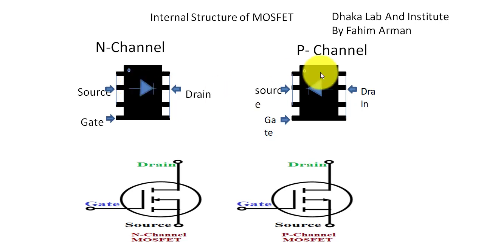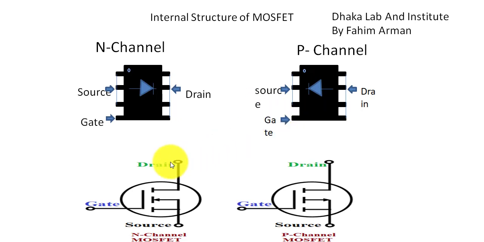And for P channel, the diode position is that the anode will be at the drain and the cathode will be at the source side. Okay, so if you want to pass the voltage from drain to source, you don't need gate switching. Voltage will pass easily. If you want to pass the voltage from source to drain, then gate switching is very important.